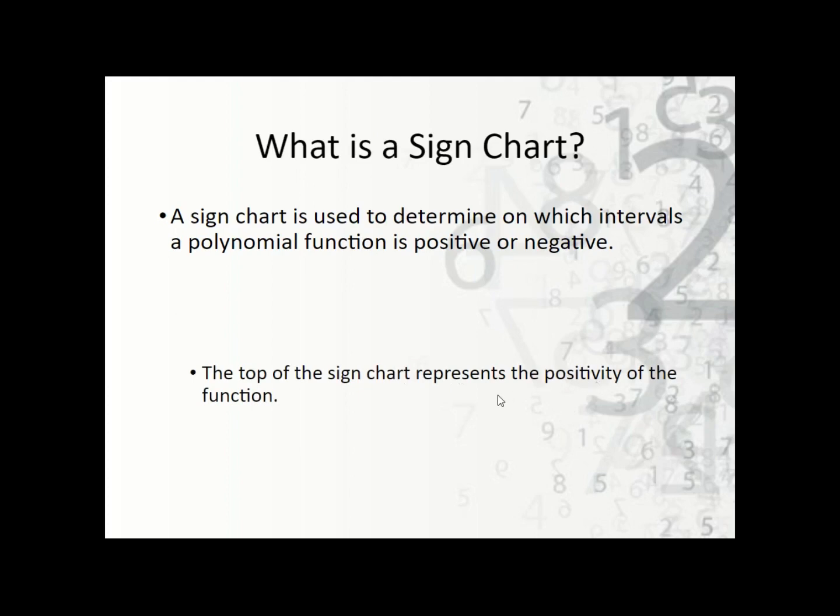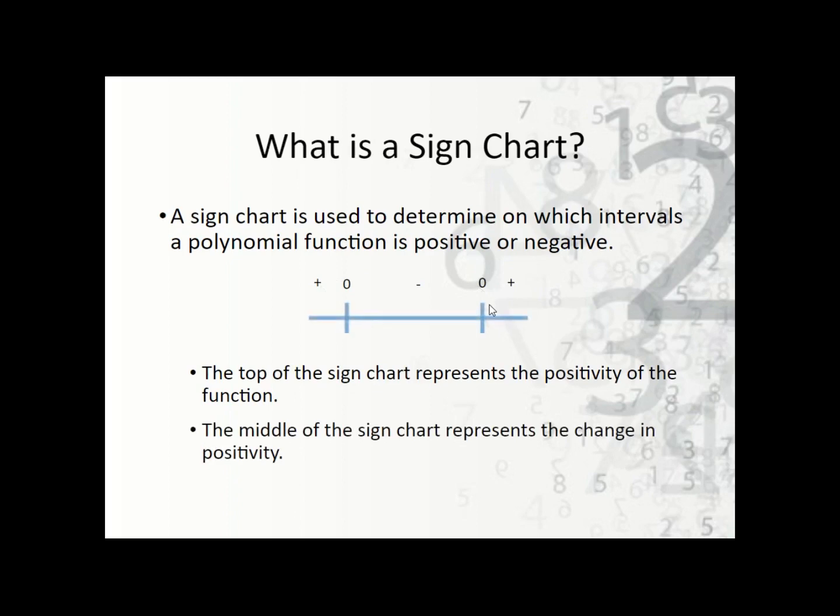So is it positive or negative? So we have positive, 0, negative, 0, positive. So that means it goes from positive to positive, and these are my x-intercepts. The middle of the sign chart represents the change in positivity, so it's just this little graph here. It almost looks like a number line. And then we're going to put lines here to represent the x-intercepts.